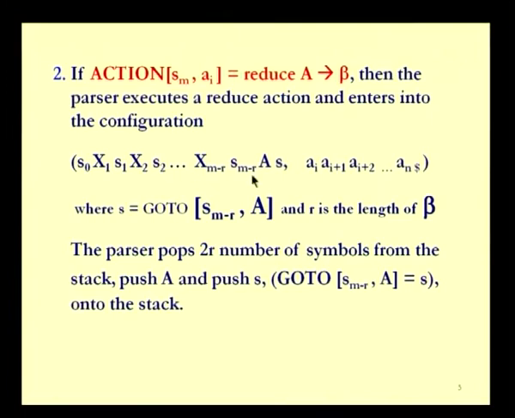So, that is the identifying the production, which is nothing but A derives beta. Just count the number of symbols available on beta and pop out 2 into R number of symbols, and then push the left hand side A and push the state number which has been obtained as a result of go to of Sm minus R comma A. So, that is about the reduce action.